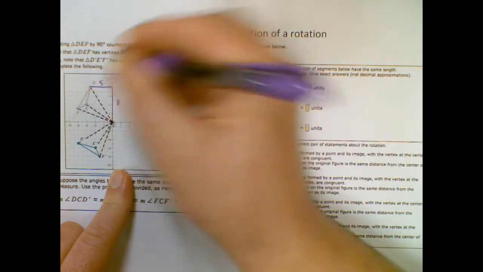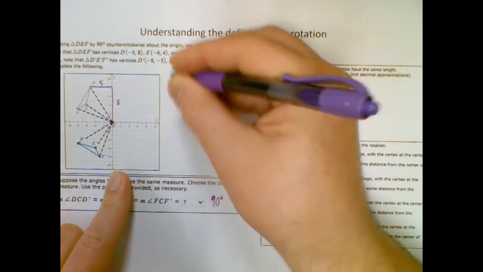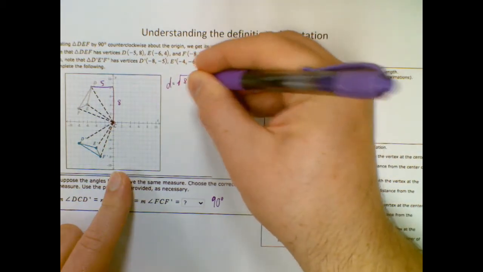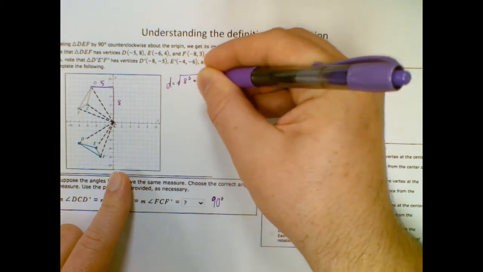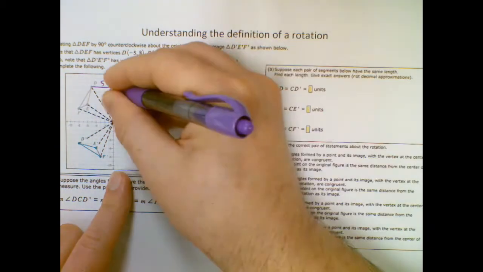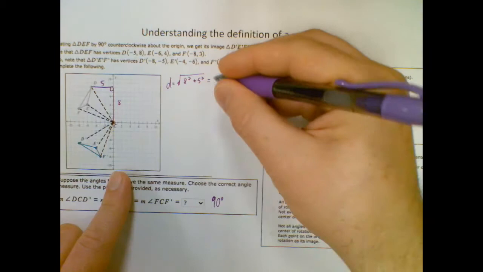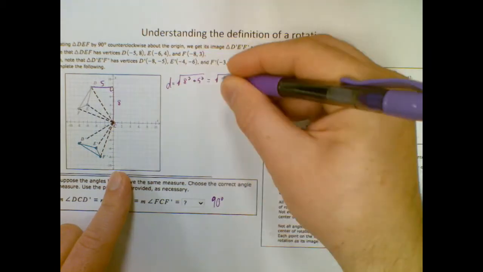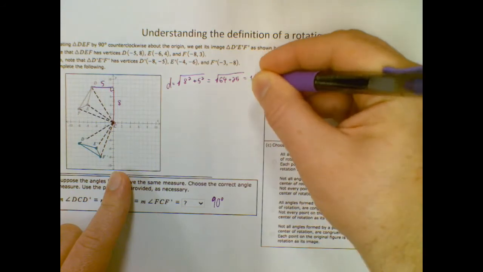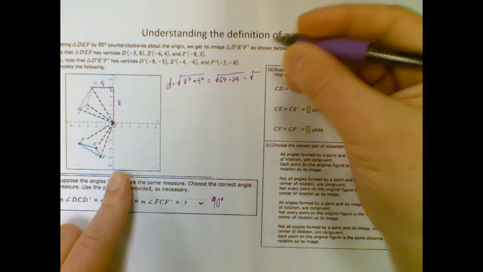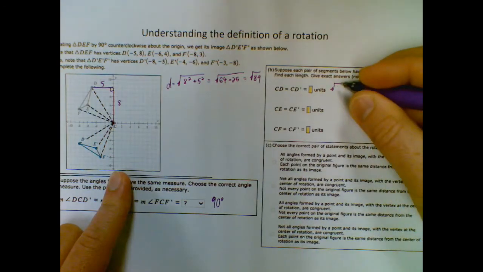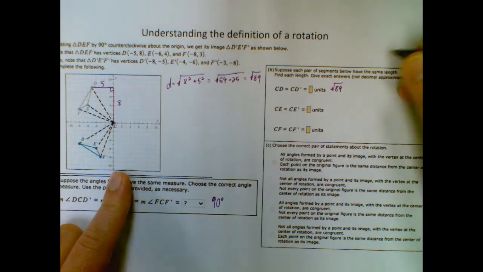5. So my distance there is going to be the square root of 8 squared plus 5 squared, because that's my hypotenuse, if you will. So I get 64 plus 25, which comes out to 89. All right.